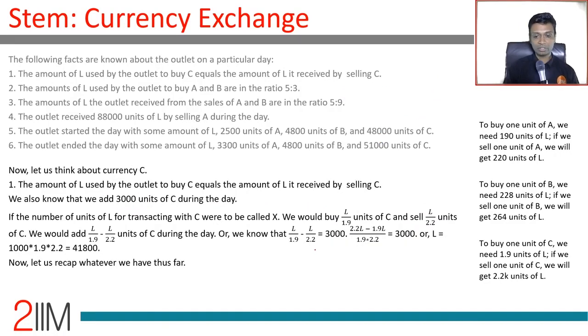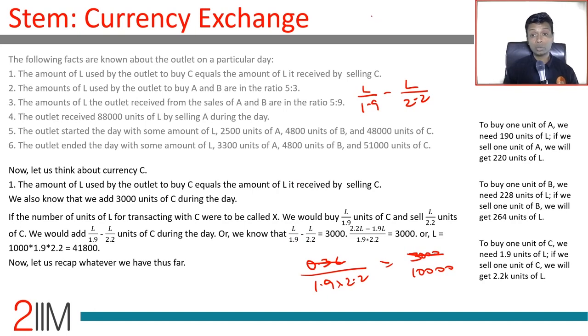If you simplify this, L by 1.9 minus L by 2.2, if you take the LCM, 0.3 L by 1.9 into 2.2 is 3000. And so L becomes 10,000. So we're looking at 10,000 into 1.9 into 2.2, which is 41,800. 41,800 units of L were used for buying C and were got by selling C. And so that is the number.